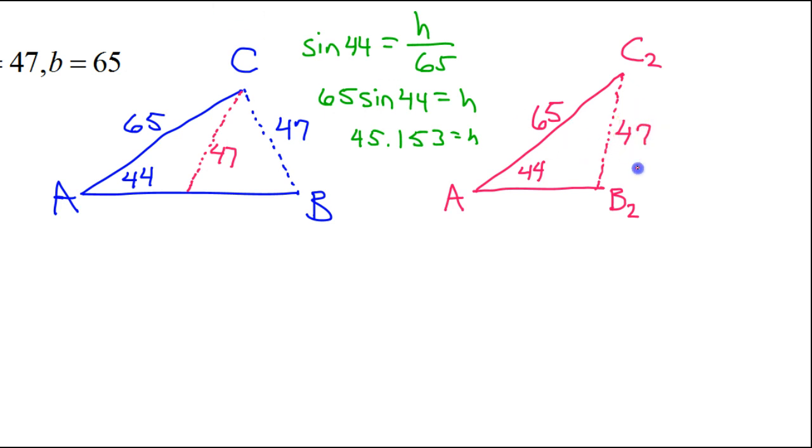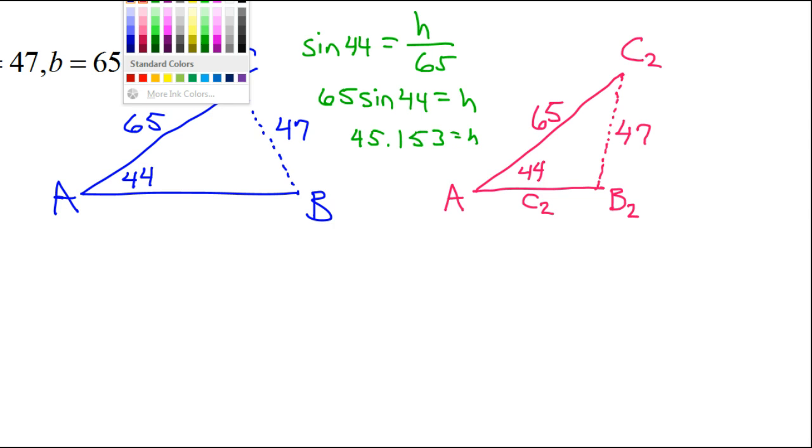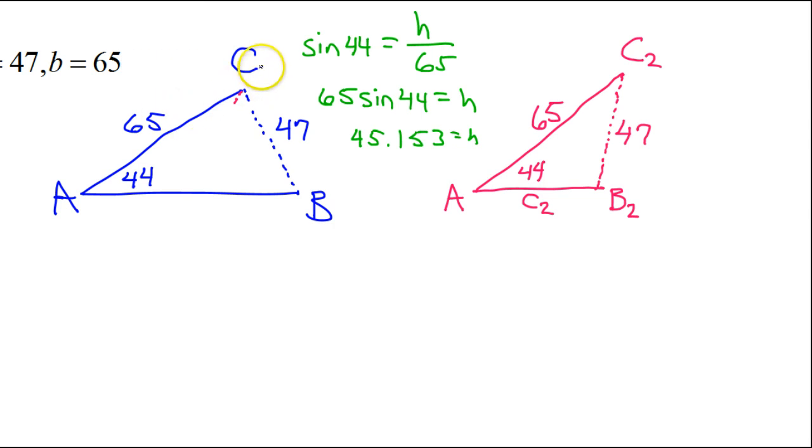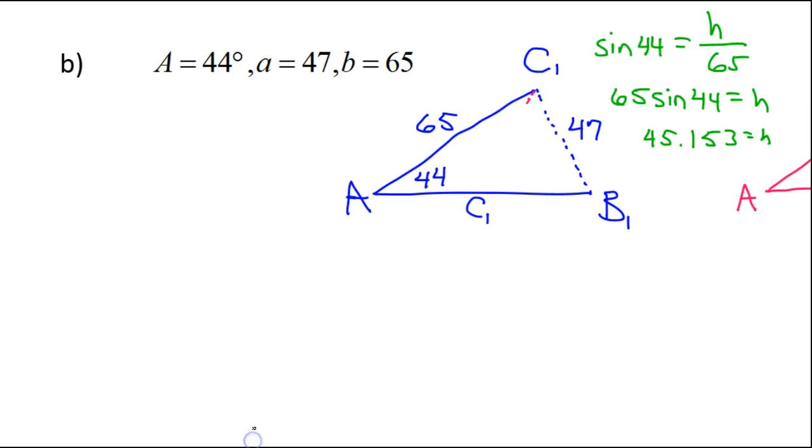All right, that rope is 47. And I will call this side of the triangle C2. And all right, so back on the blue triangle, I can erase some of this. And I think for my blue triangle, I'm going to call this C1 and B1 and side C1 to distinguish it from my pink triangle. So now I am all set. Let's go ahead and solve the blue triangle.